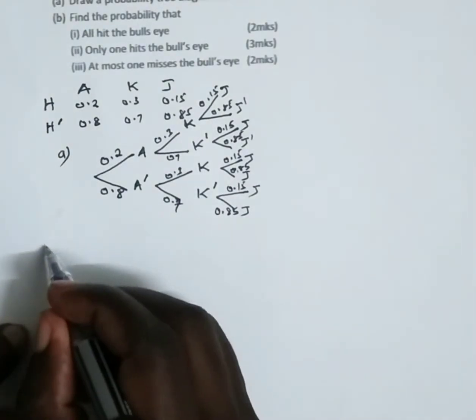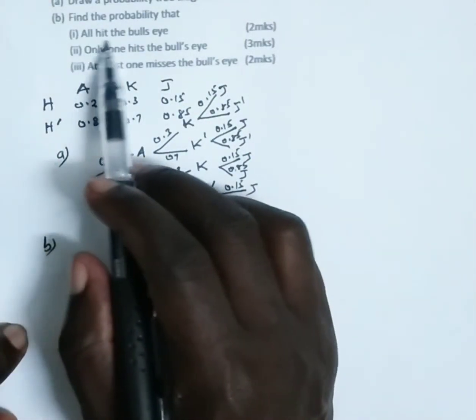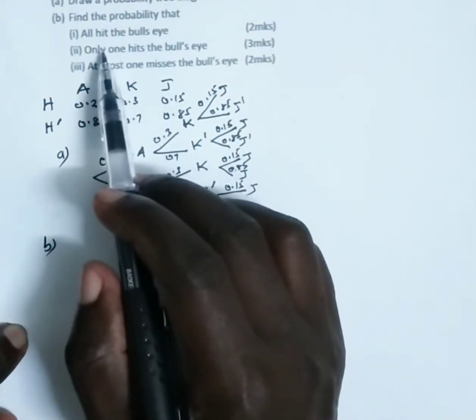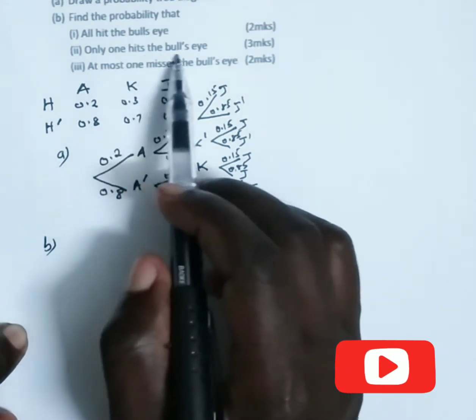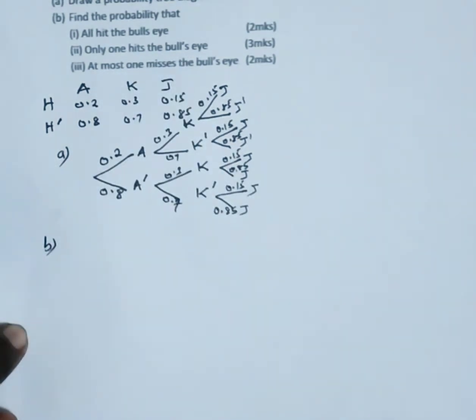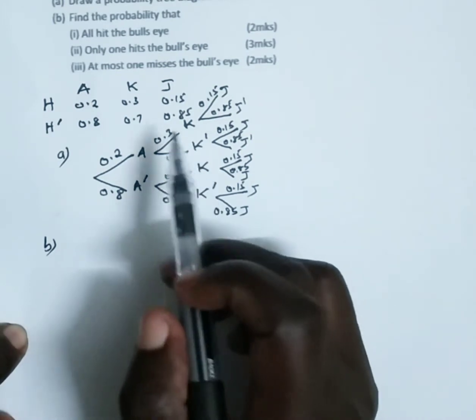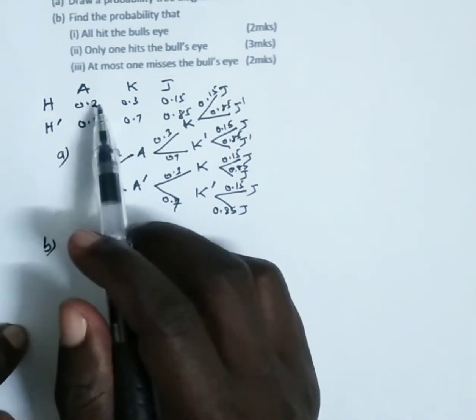Part B, find the probability that one, all hit the bull's eye, two, only 1 hits the bull's eye, and three, at most 1 misses the bull's eye. This question can either be done through the tree diagram or by using the summary that we have already done here.